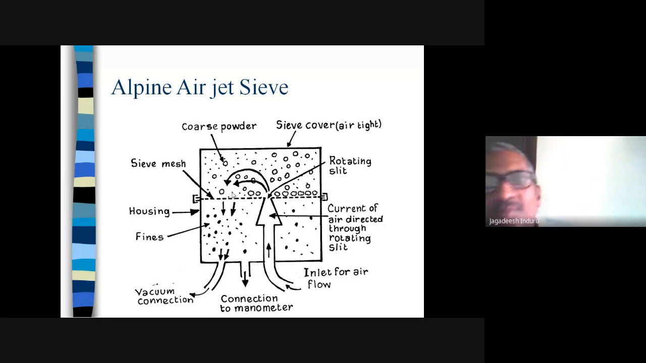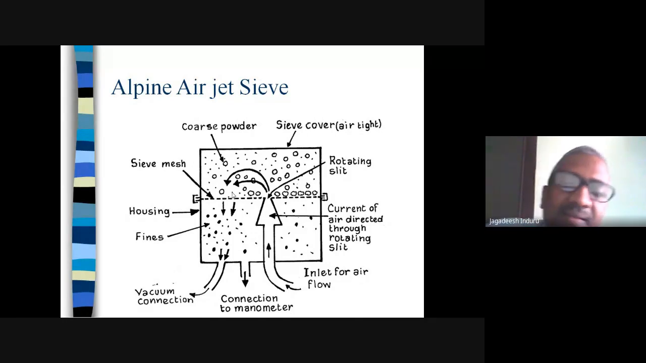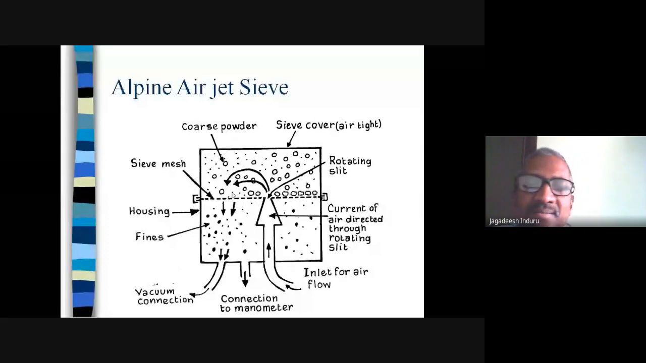Testing means we want to take a sample and test the size of that particular sample. So we are going to use these two machines: one is the sieve analysis machine or sieve shaker machine, and the other is the Alpine air jet, where we are going to test a powder in the range of 1 gram to 100 grams.